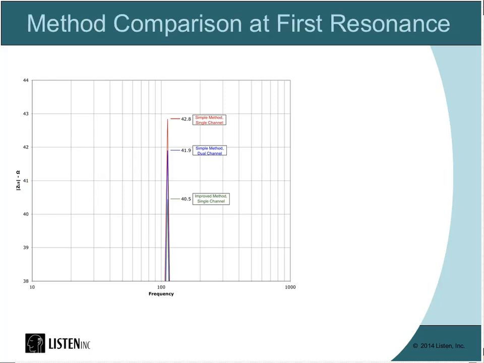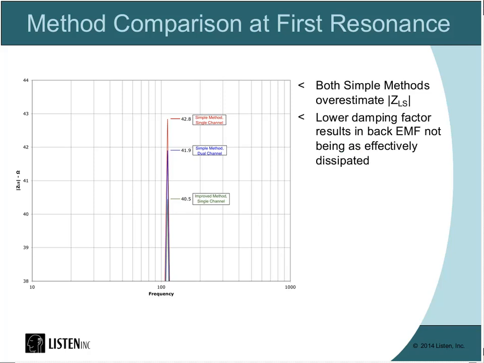Now I'm going to zoom in on the resonant peak. This speaker had very high Q, which makes it a good test subject because it's going to be more reactive. You'll notice that the Z max for the simple method single channel was 42.8. With the dual channel, the reality is 41.9. And then, curiously enough, when we look at the improved single channel, we get 40.5. And what's going on here is that both simple methods are overestimating the impedance, the Z max.